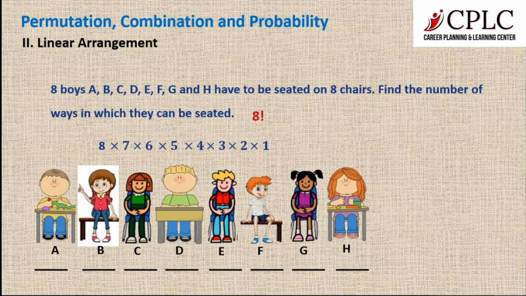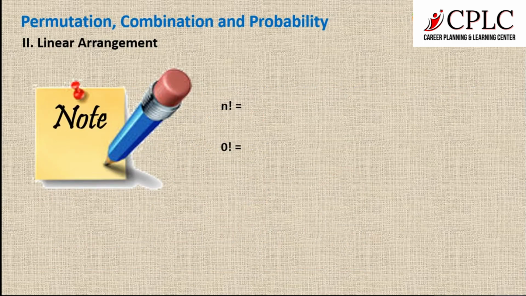In linear arrangement, n entities can be arranged in n factorial ways. Simple as that is what you can remember. The next part, a few more introductions.